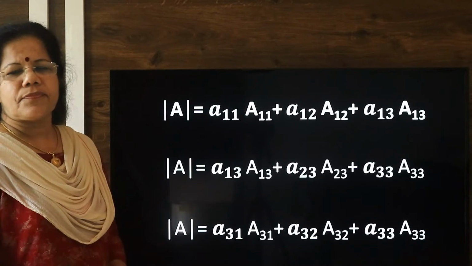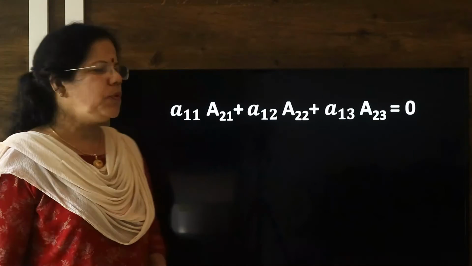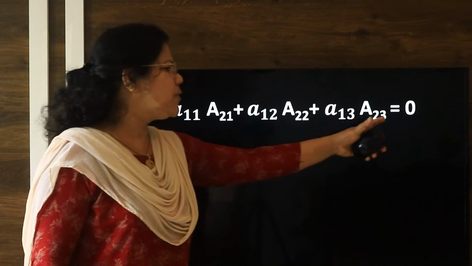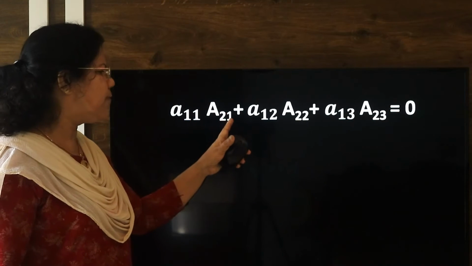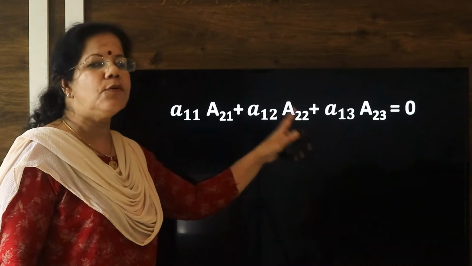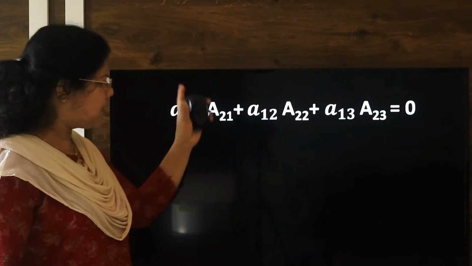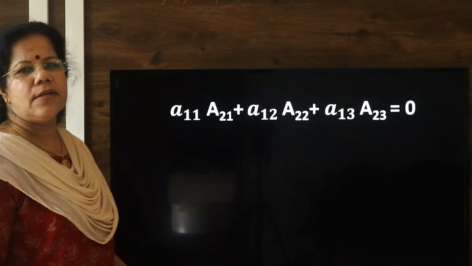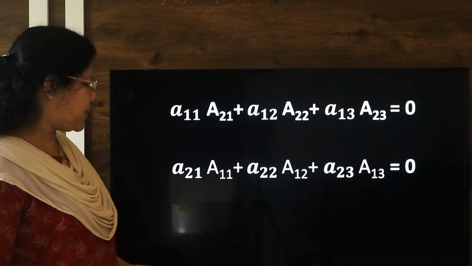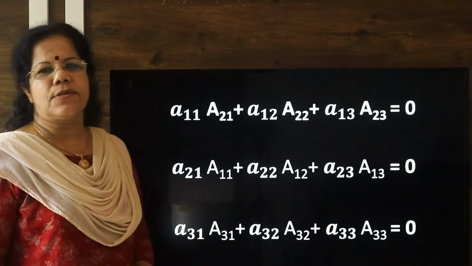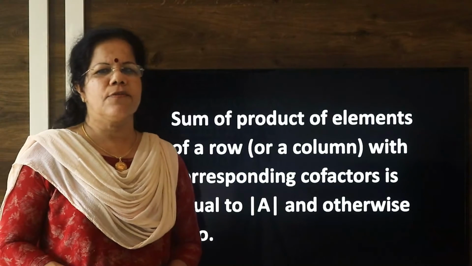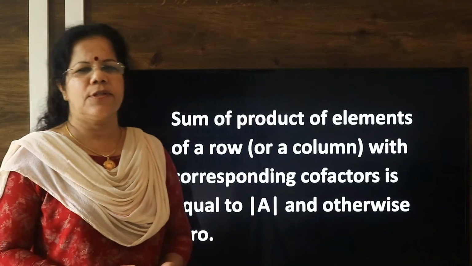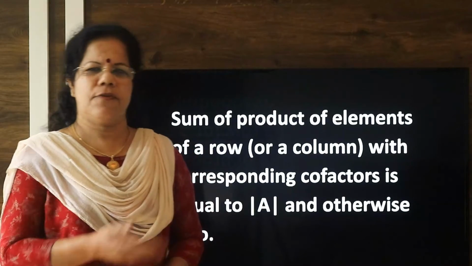Let us see. It is a11 A21 plus a12 A22 plus a13 A23 is equal to 0. In all such combinations, here it is not 1, 1. If it is 1, 2, this is also 1, 2 for determinant A. Now in all such different combinations, the value will be 0. Now 2, 3 combinations I have written here. All these values are equal to 0. That is, the sum of products of elements of a row or column with the corresponding cofactors is equal to determinant A, and otherwise it is 0, from the previous two.